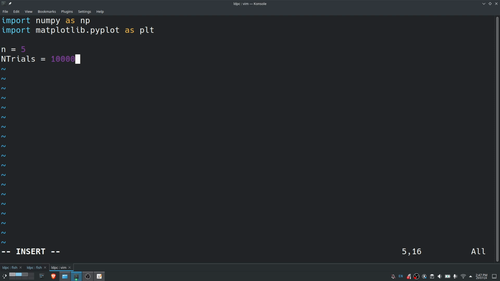So I repeat this experiment 10,000 times because I want to get an estimate of what is the probability of some event happening. And the event that I'm interested in is the fraction of hits.